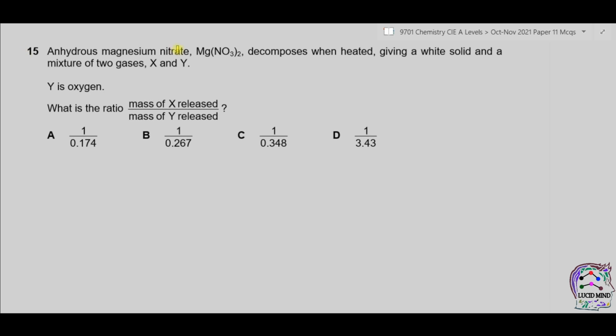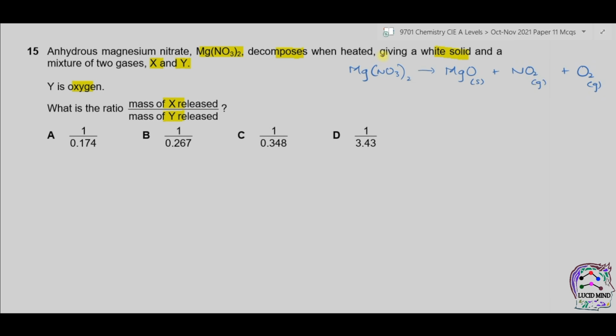Question 15. Anhydrous magnesium nitrate, Mg(NO3)2, decomposes when heated, giving a white solid and a mixture of two gases X and Y. Y is oxygen. What is the ratio of mass of X to mass of Y? Let's write the balanced equation. We have decomposition of magnesium nitrate. Nitrate decomposes to form oxide, nitrogen dioxide and oxygen gas. Magnesium oxide is solid, so we have two gases, one is NO2 and one is O2.